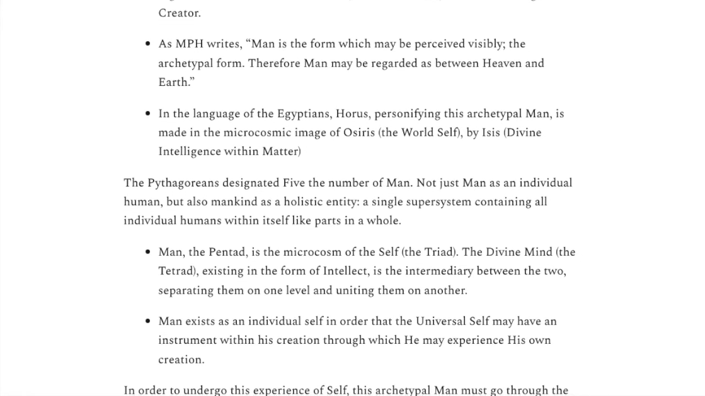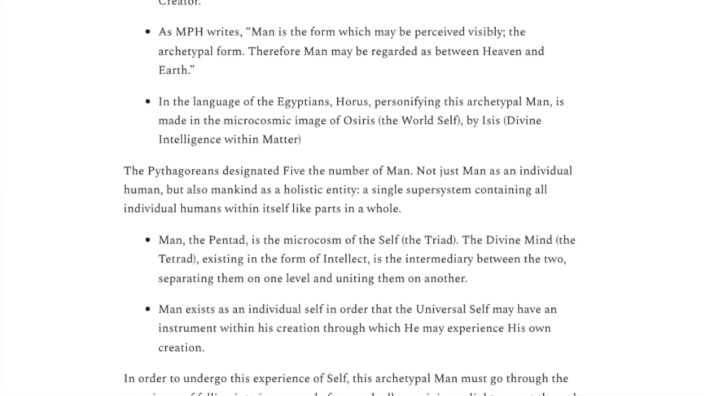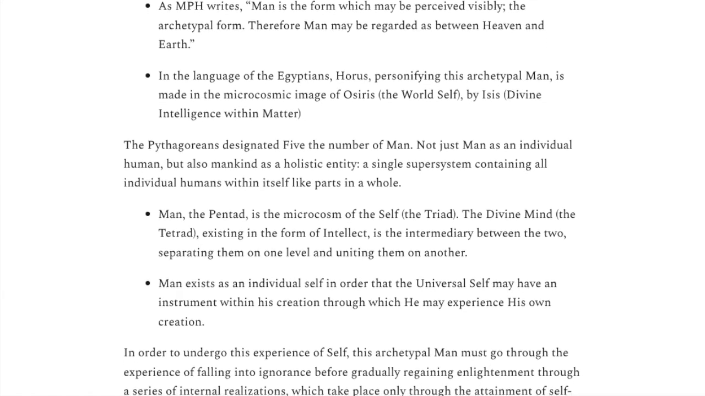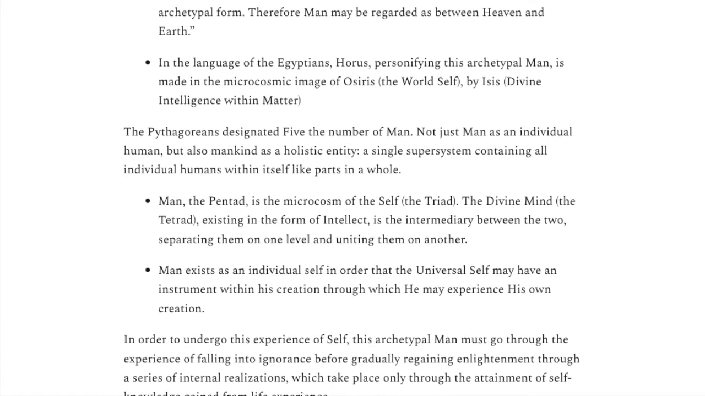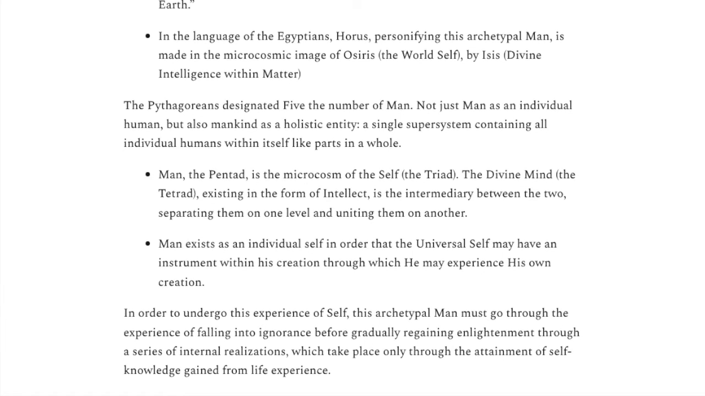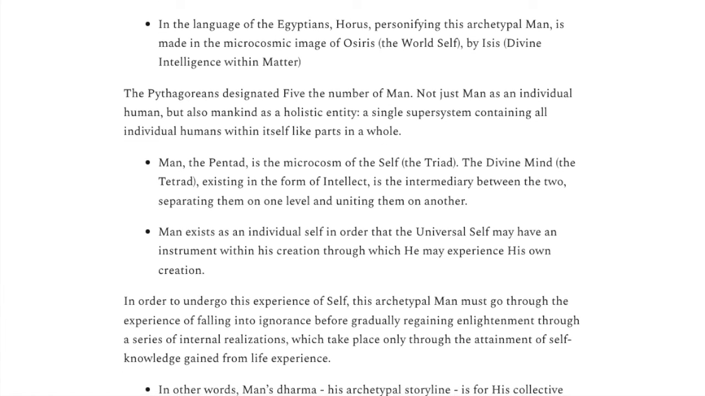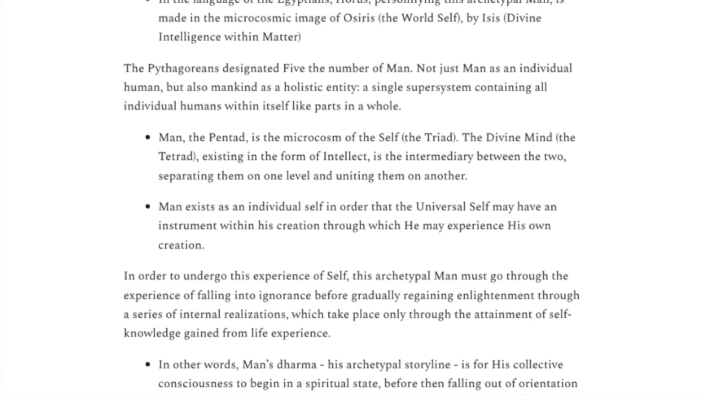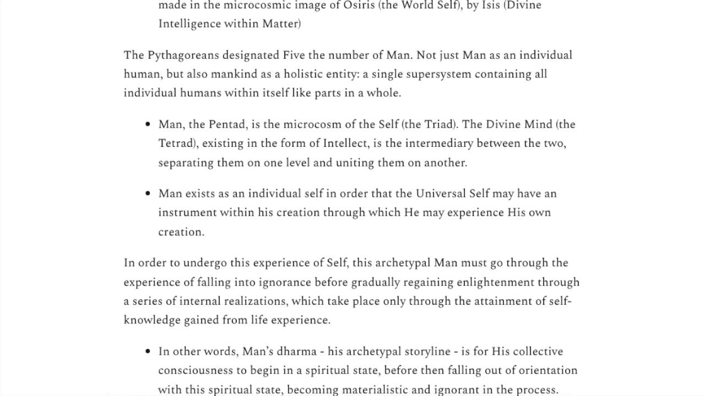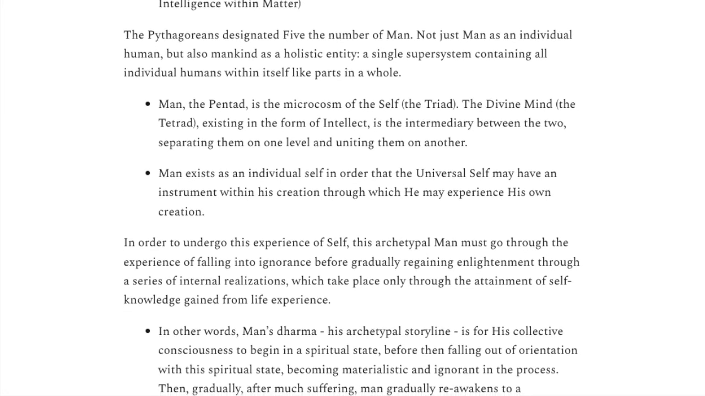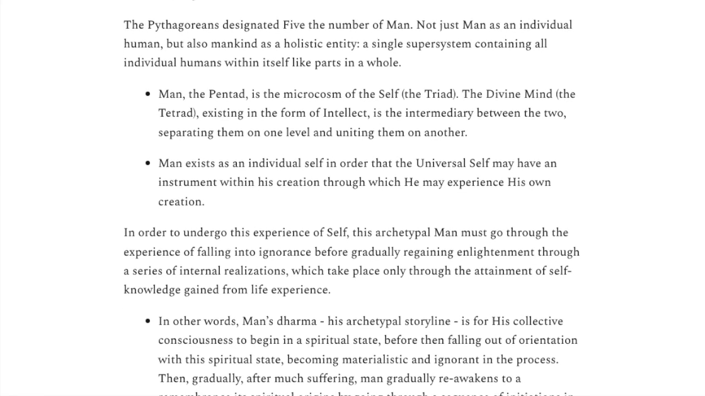Man, the Pentad, is the microcosm of the self, which is the Triad. The divine mind, existing in the form of intellect, is the intermediary between the two, separating them on one level and uniting them on another. And this divine mind is the Tetrad. Man exists as an individual self in order that the universal self may have an instrument within his creation through which he may experience his own creation.